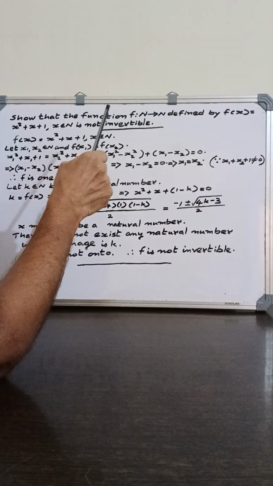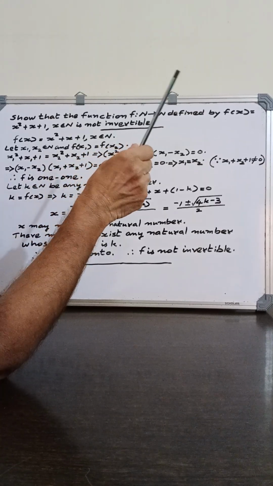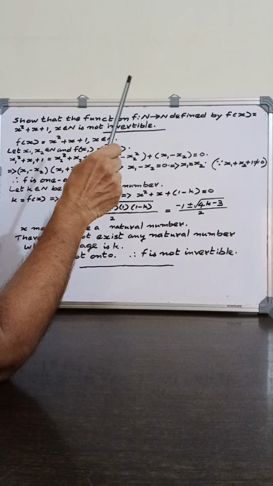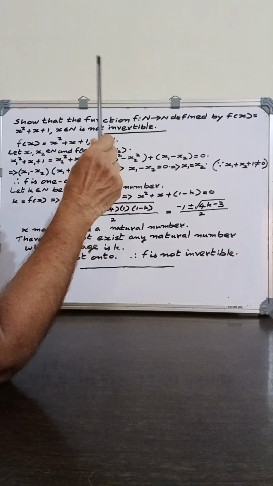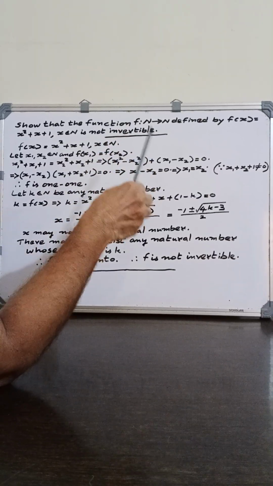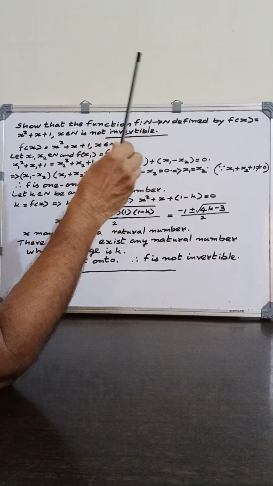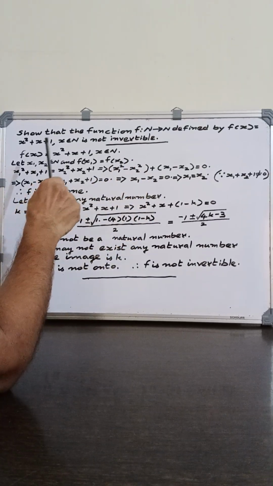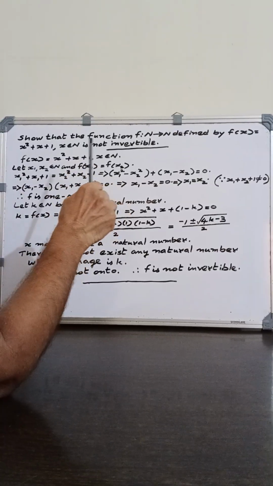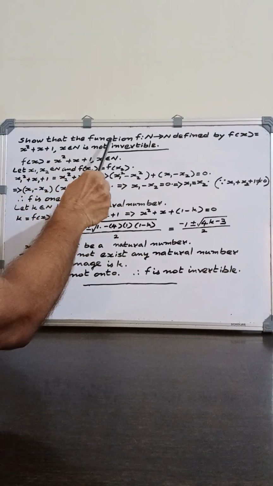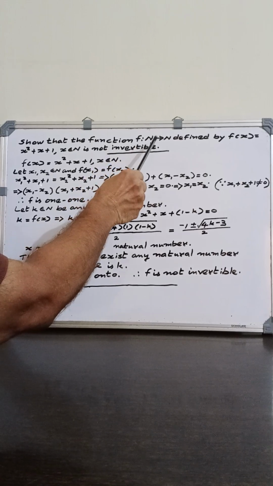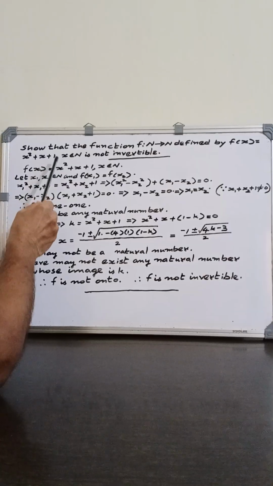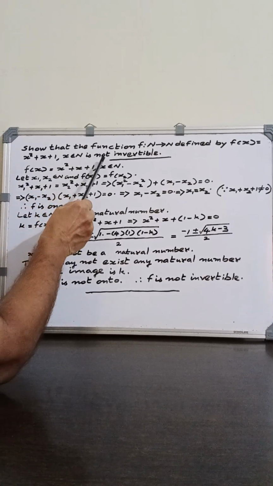Here is a question related to the topic for plus 2, that is 12th standard, especially functions. Among the topic functions, a very important question for 6 marks is finding the inverse of a given function. Here, show that the function f from N to N defined by f(x) = x square plus x plus 1, x belongs to N, is not invertible.